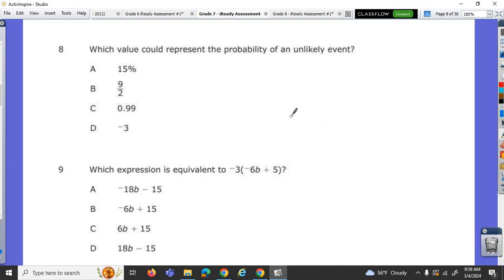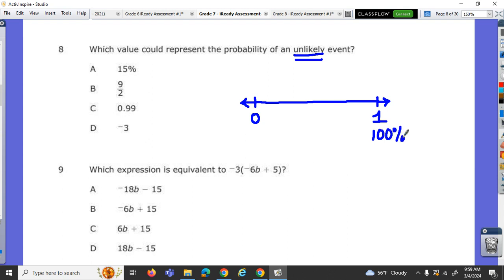This is something that we haven't quite gotten to yet, but this vocabulary term may be something that you already know a little bit about. It says, which value could represent the probability of an unlikely event? Basically, the chances of something happening. So we're going to be talking about this in the next couple of days, how probability is on a scale of 0 to 1. Or in other words, a 0% chance or 100% chance.